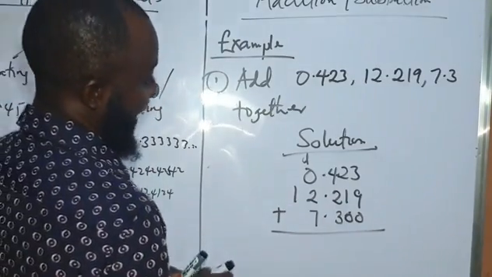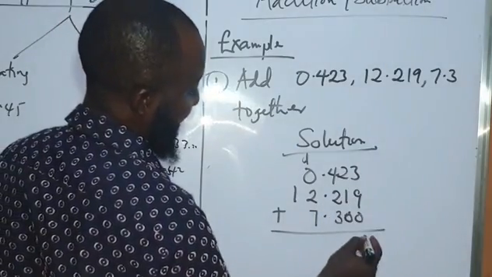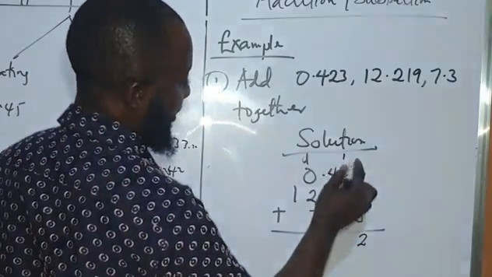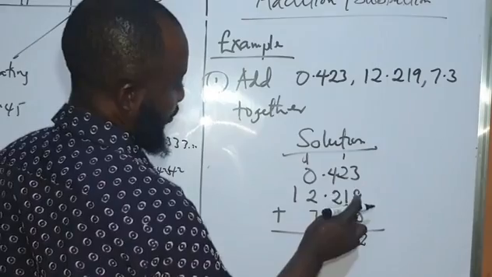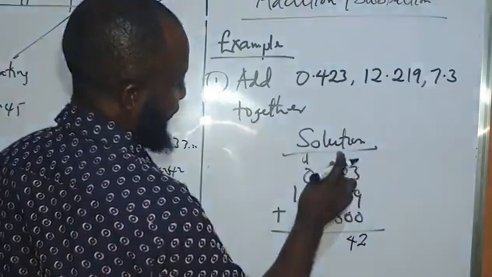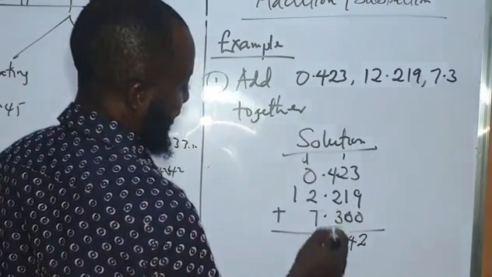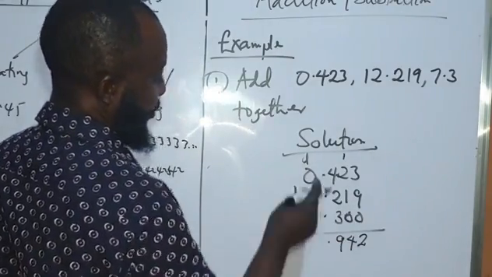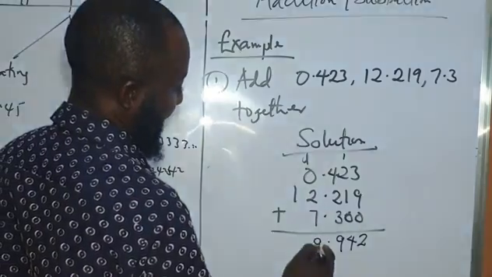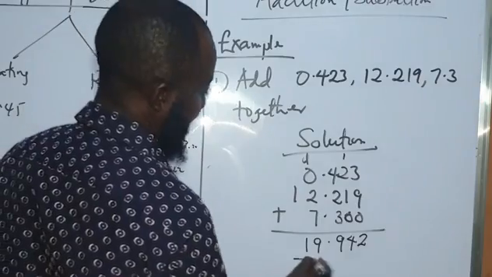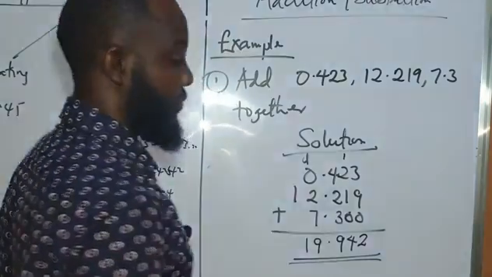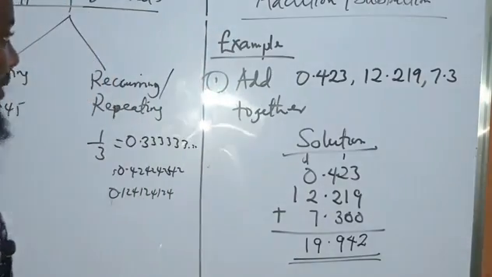Right? So you add them together. 3 plus 9 gives 12. Write 2, carry 1. 1 plus 2, 3 plus 1, that is what? 4. Then 4 plus 2 is 6, plus 3 is 9. Then you put your decimal point. Right? So 0 plus 2, that is also what? 9. Then 1. So that means the answer is what? 19.942. I hope this is very clear.